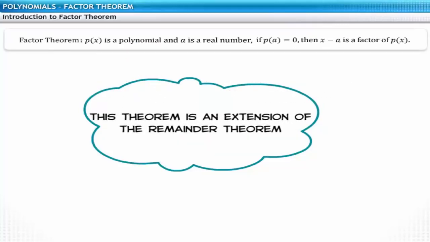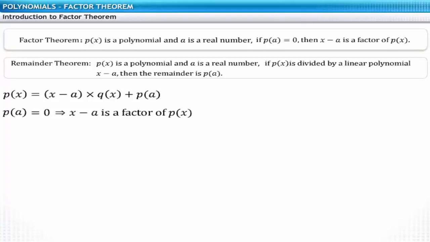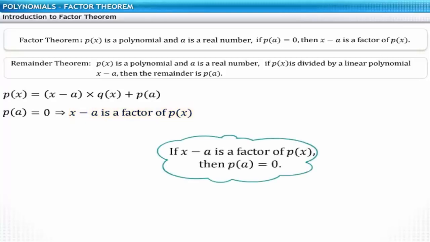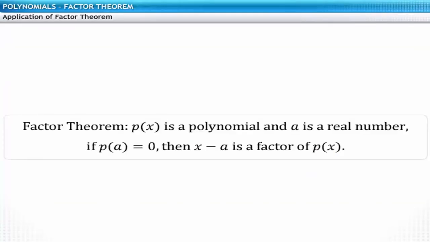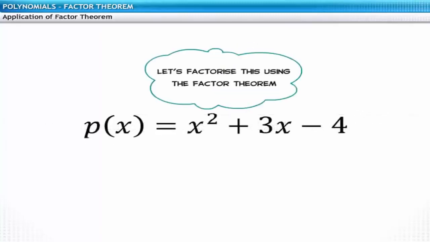This theorem is an extension of the remainder theorem. If the remainder becomes 0, then you can say that x minus a is a factor of p of x. Conversely, if x minus a is a factor of p of x, then p of a is equal to 0. The factor theorem can be used to factorize a polynomial or verify that a linear polynomial is a factor of another polynomial. Let's factorize this quadratic polynomial using the factor theorem.